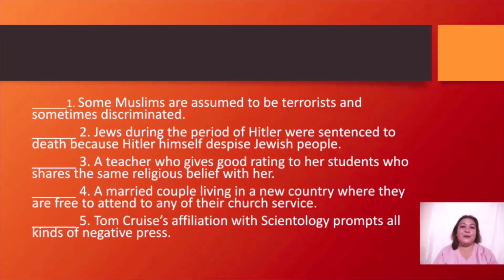Number four, a married couple living in a new country where they are free to attend to any of their church service. Okay, the answer is none. No bias, no prejudice. And the last item, number five. Tom Cruise's affiliation with Scientology prompts all kinds of negative press. So, what's your answer? Correct. It's prejudice. So, for sure, you are now very well oriented and well versed about biases and prejudices.